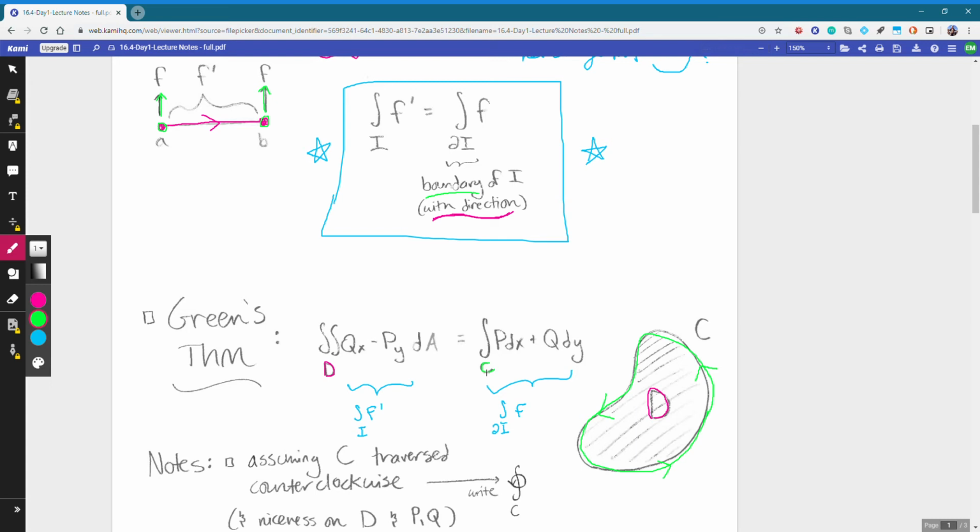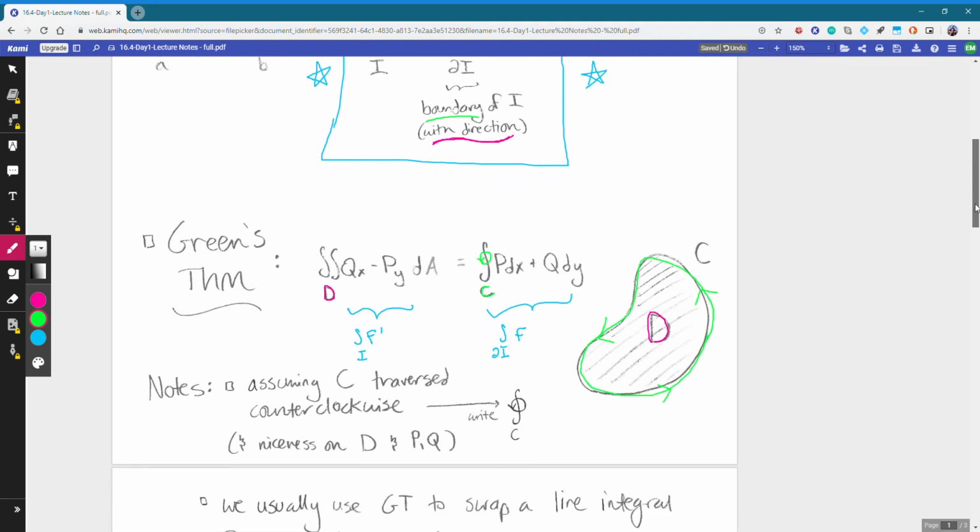And there's a little bit of notation that's sometimes used for this moving around in the counterclockwise direction around our curve. Sometimes on our line integral, we'll actually do a little loop with an arrow showing us that we're moving counterclockwise. If you see that, that's just telling you the kind of orientation that you want to move along your curve with. Green's theorem also assumes some niceness on our region and on our functions P and Q, but we won't get into the details there.